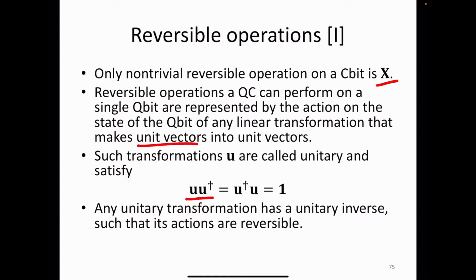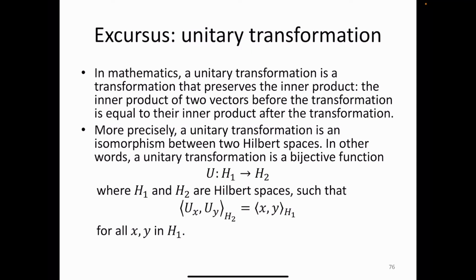The original transformation times its complex conjugate transpose equals identity. And any unitary transformation has its unitary inverse, such that its actions are reversible. In mathematics, a unitary transformation is a transformation that preserves the inner product. The inner product of two vectors before the transformation is equal to the inner product of the two vectors after the transformation. More precisely, a unitary transformation is an isomorphism between two Hilbert spaces. In other words, a unitary transformation is a bijective function U which transforms from one Hilbert space to another, and we talked about bijective functions before.